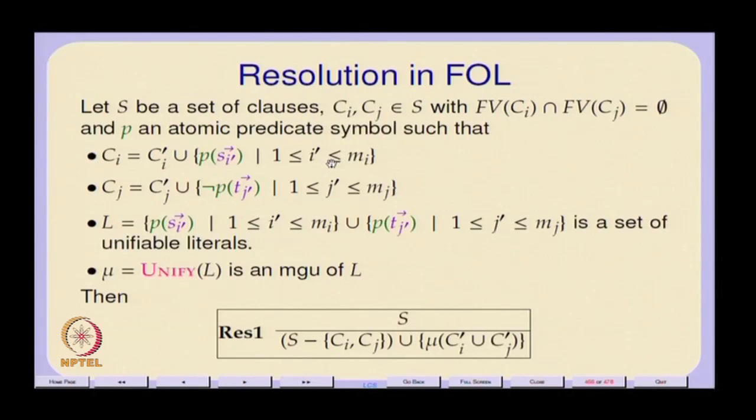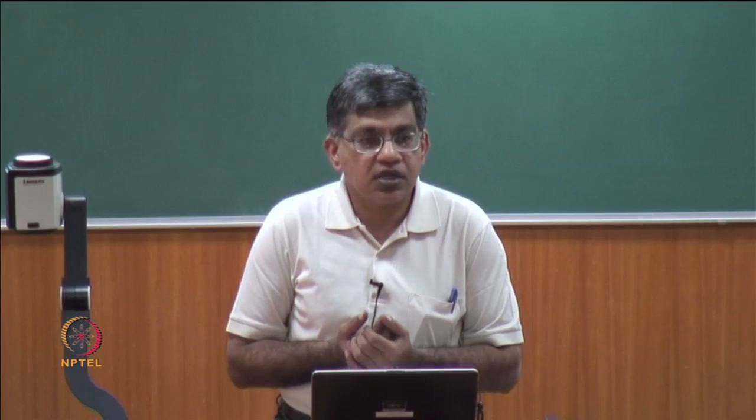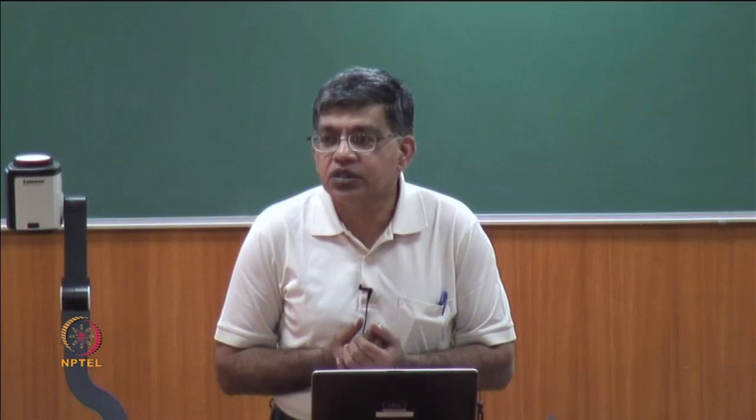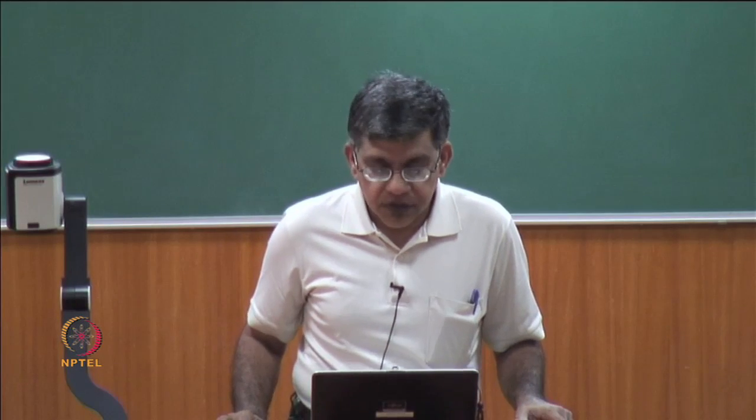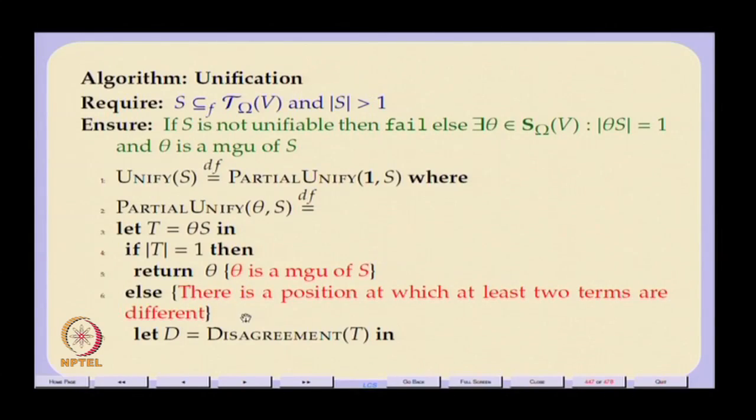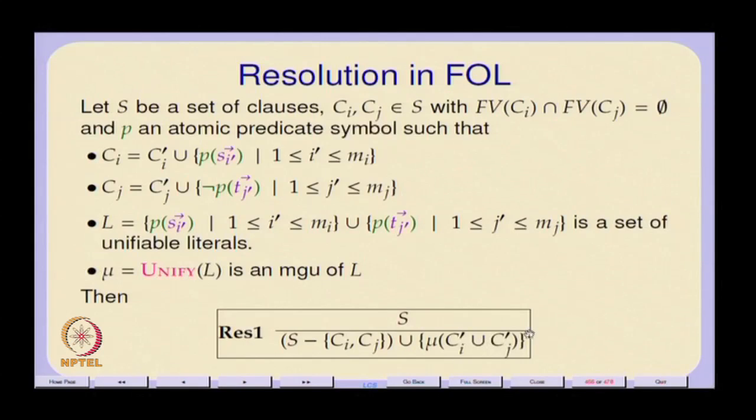identify positive and negative occurrences in the two clauses, some subsets, such that you have an identifiable subset which is unifiable and which is non-empty, and actually calculate the unifier, through this unification algorithm, which of course is guaranteed to give the most general unifier. So, the rule is just this.